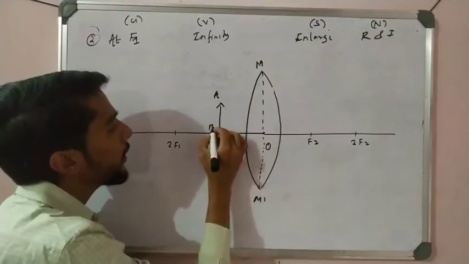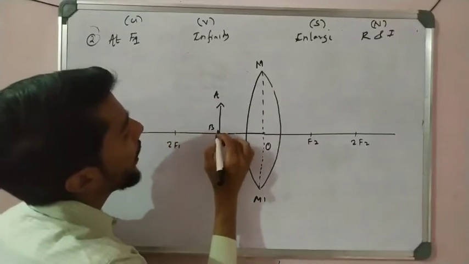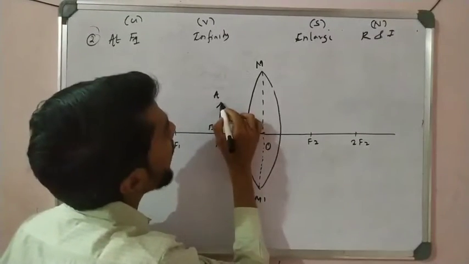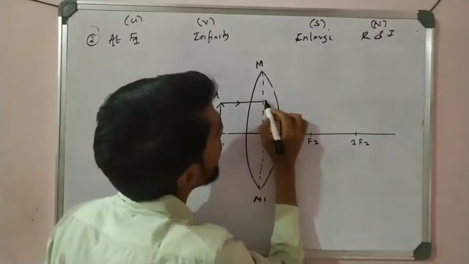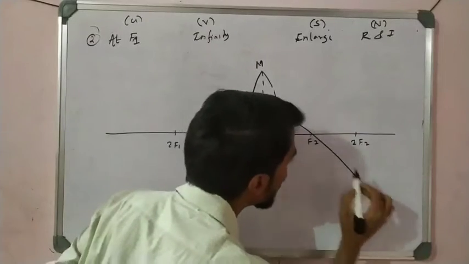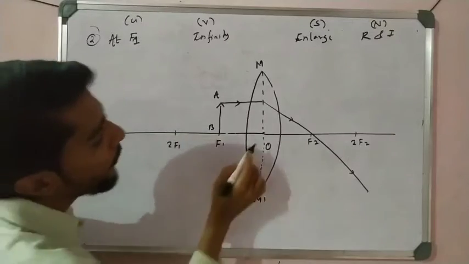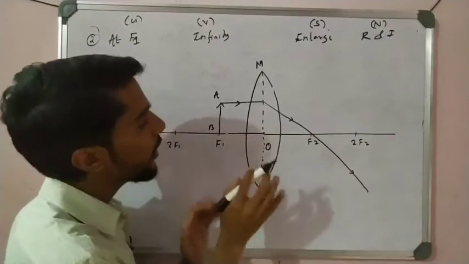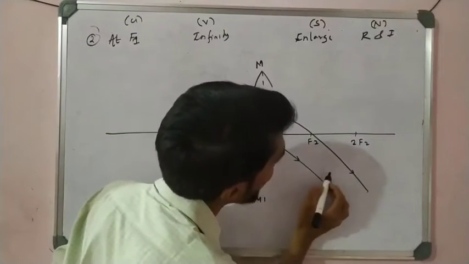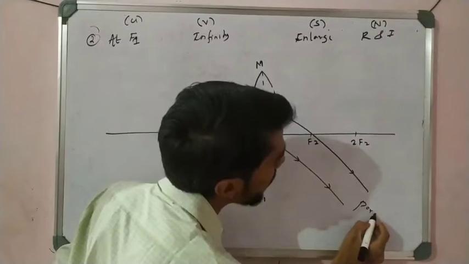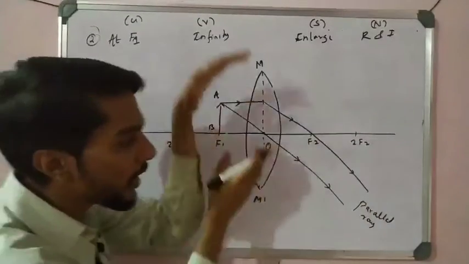A, B, the object is always perpendicular to the principal axis, 90 degrees. Now this first ray is parallel to the principal axis. So after refraction, what happened? It passes through F2, focus point 2. And at O, no deviation, it passes straight as it is, no refraction takes place. So see that they are parallel to each other, parallel rays.